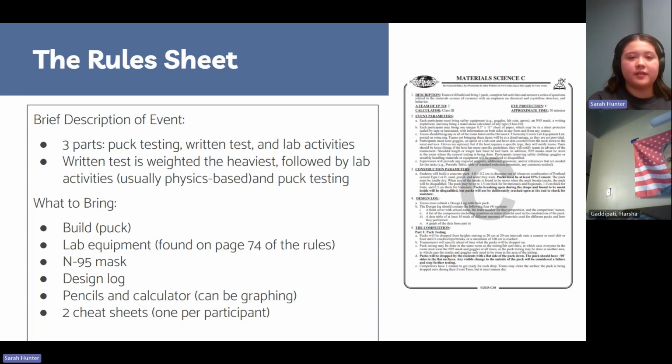So basically you want to have a dry puck. It has to be dry. And you'll start by dropping it from 20 centimeters and then 40, and then you'll drop it from higher and higher heights until it breaks.